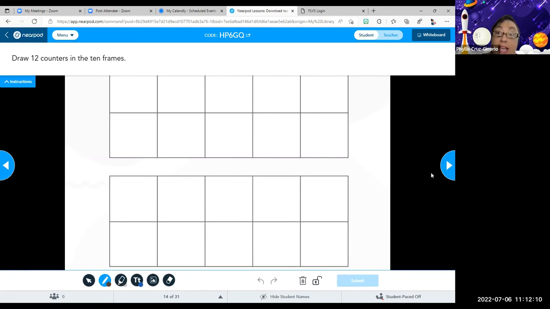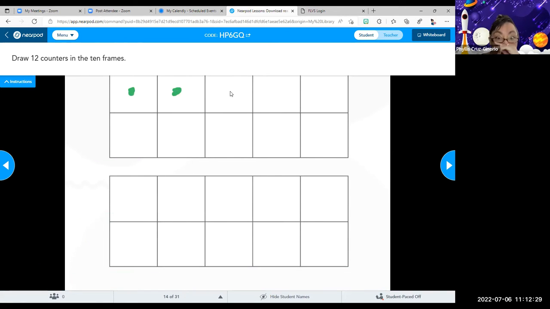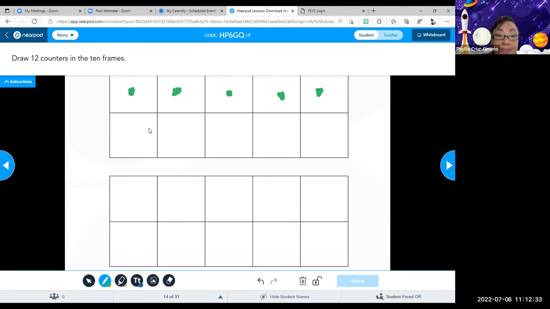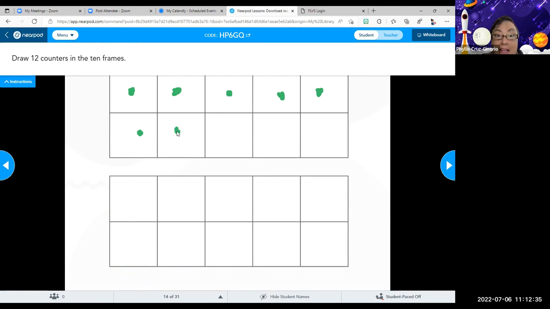That's right. As we count to get to the number 12, let's fill in our dots in the tens frames, right? Let's see, what color should we do? Green? Oh no, green looks good. Okay, let's try it. Remember, we're going to count to 12. Look at the directions. There's the number 12. 1, 2, 3, 4, 5, 6, 7, 8, 9, 10.